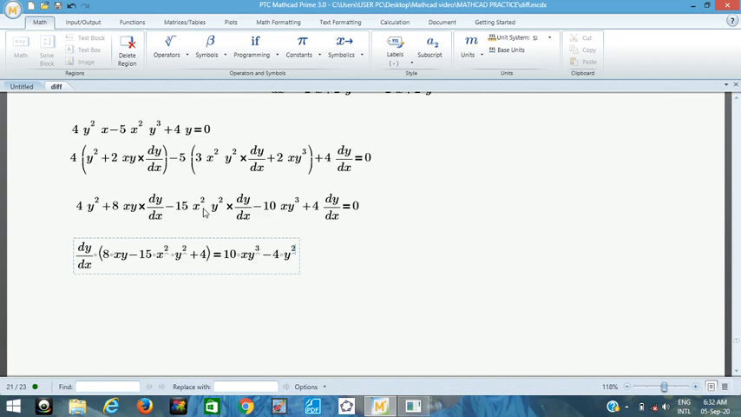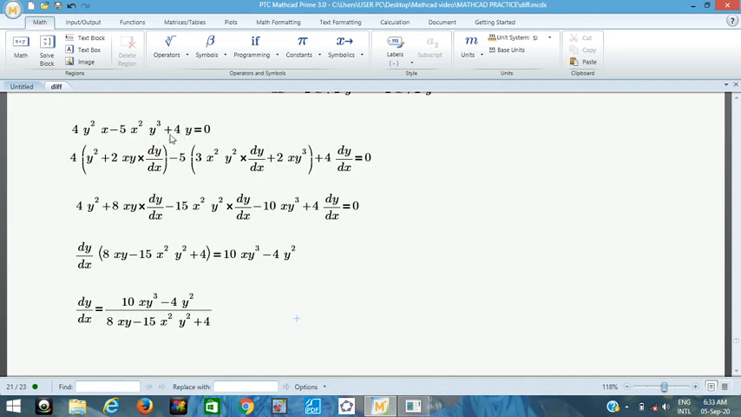Okay, 1, 2, 3, 4, 5 terms. So finally, our answer will now be dy/dx equals to. So you divide both sides by the bracket, which is 10xy raised to power 3 minus 4y raised to power 2, divided by 8xy minus 15x raised to power 2 y raised to power 2, plus 4. So this is the answer of this one.